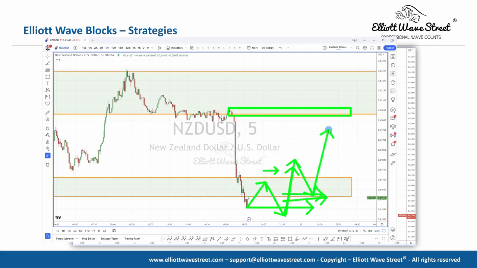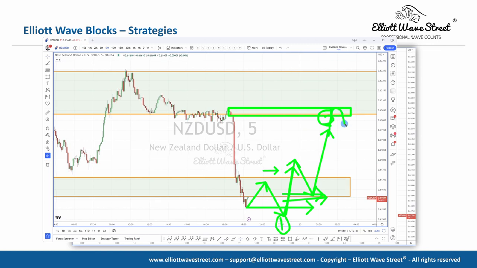The price moves up, let's say, for a second leg. If this is the wave 1, and this is the wave 2, let's suppose that the price comes here. And if it rejects, that will be the sell trade. That's it, right? So simple. So simple to work like that with the Elliott wave blocks.